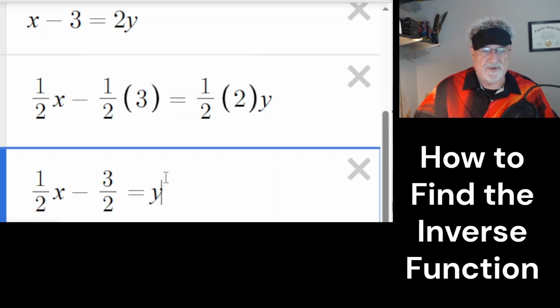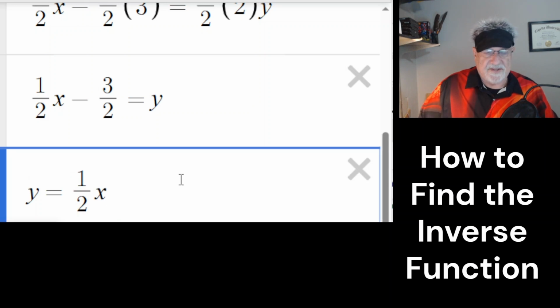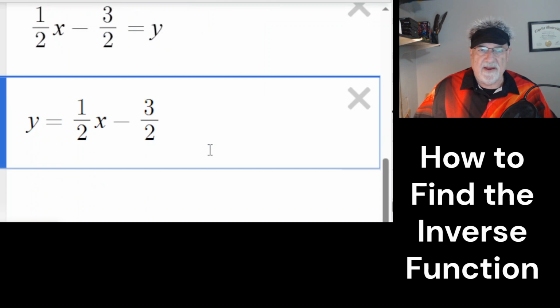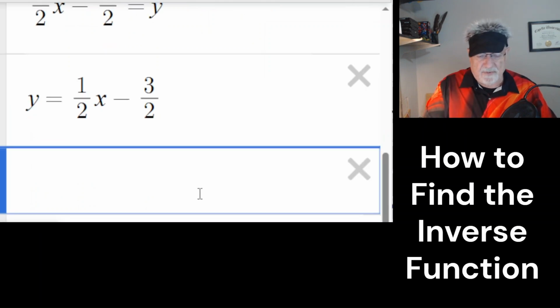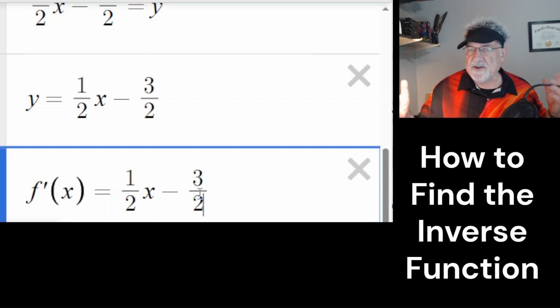And you would, of course, write it the other way. You put y is equal to 1/2 x minus 3/2, and that is your inverse function. And that's how that works. Of course, you would write it as f prime of x equals 1/2 x minus 3/2. And that's the inverse function. And that's how you find the inverse function.